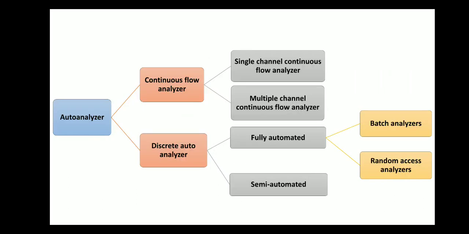And coming to the types of autoanalyzer, these are the types. So basically there are two types, continuous flow analyzer and discrete autoanalyzer. In continuous we have single channel continuous flow analyzer and multiple channel continuous flow analyzer. In discrete we have fully automated and semi-automated. Again in fully we have batch analyzer and random access analyzer.